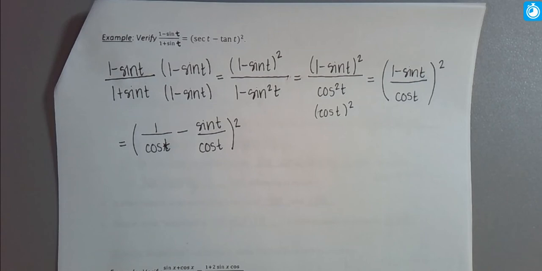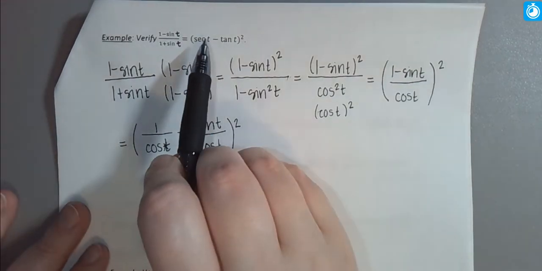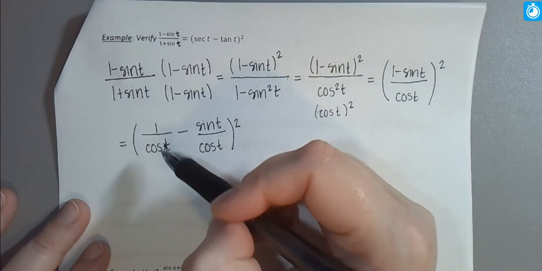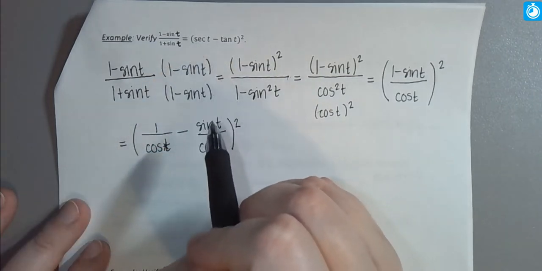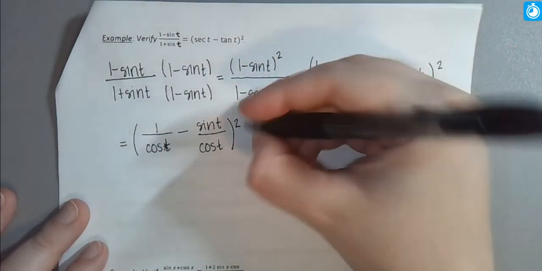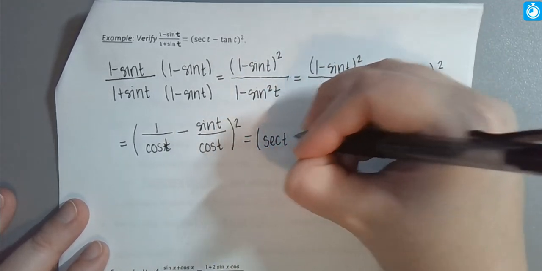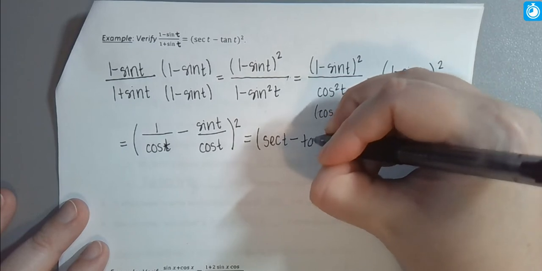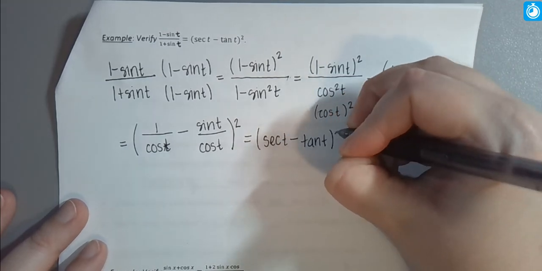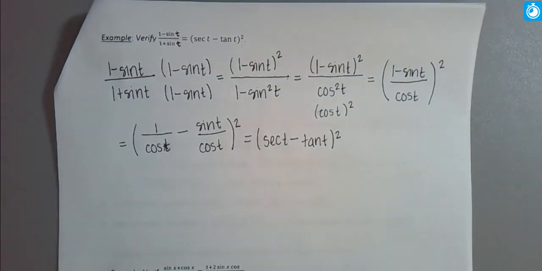Well, we're about there. Look where we wanted to go. We wanted a secant, we want a tangent. 1 over cosine, well, that's our secant. Sine over cosine, that's our tangent. So using that reciprocal and quotient identity, we can get down to our final answer. And there we go.